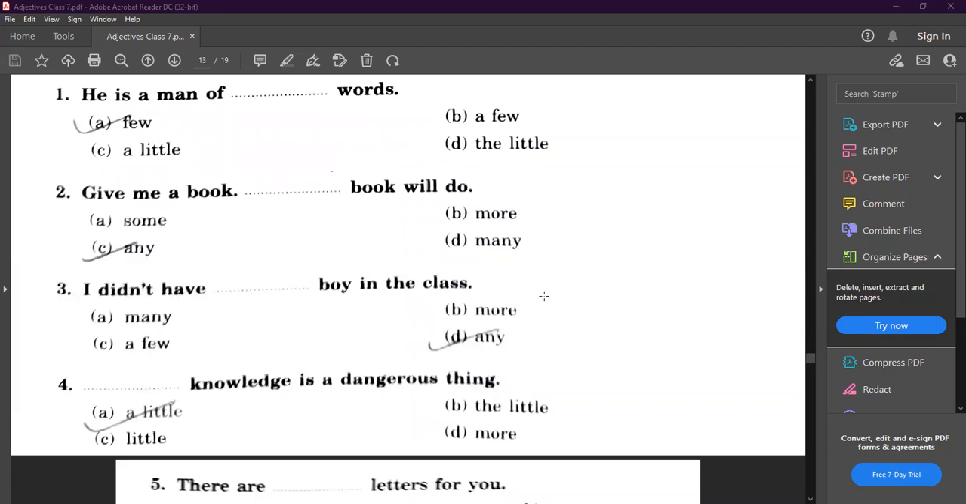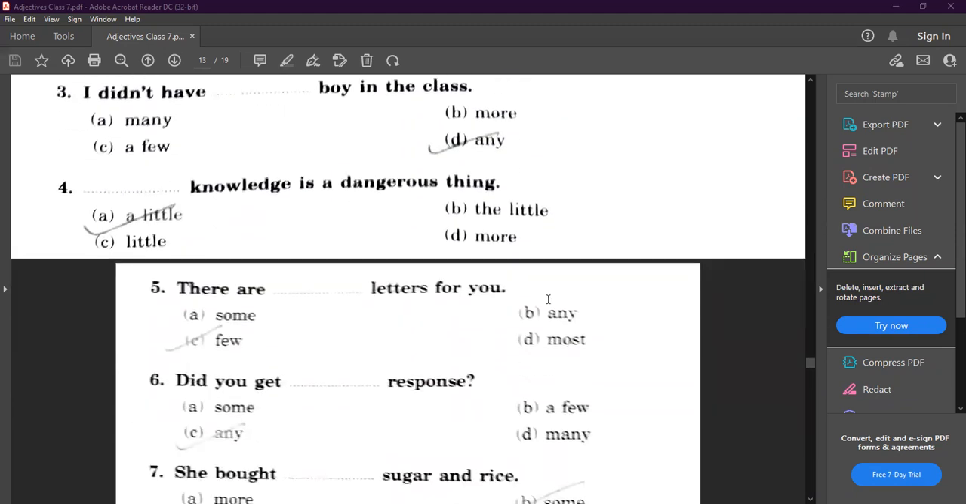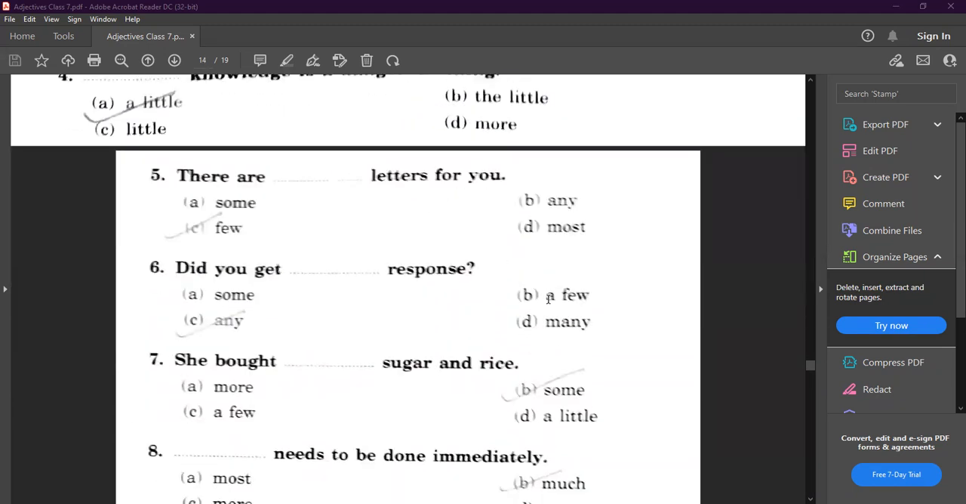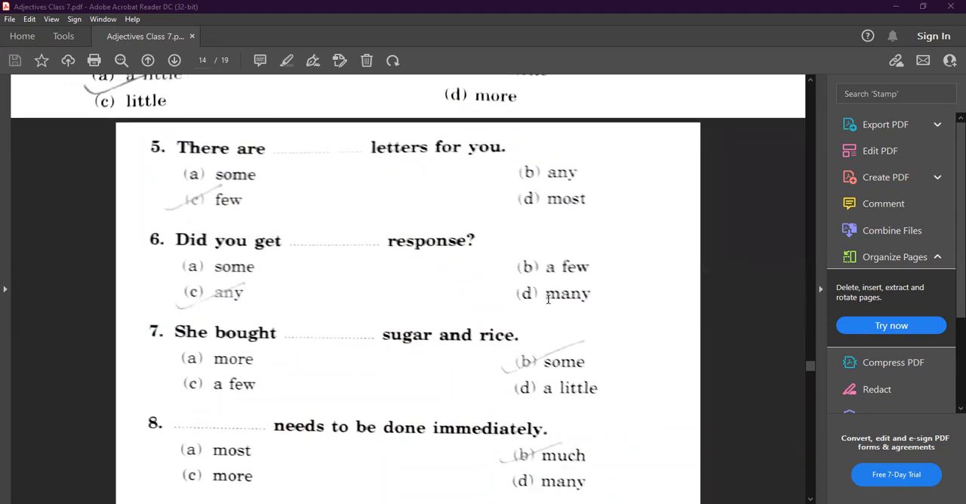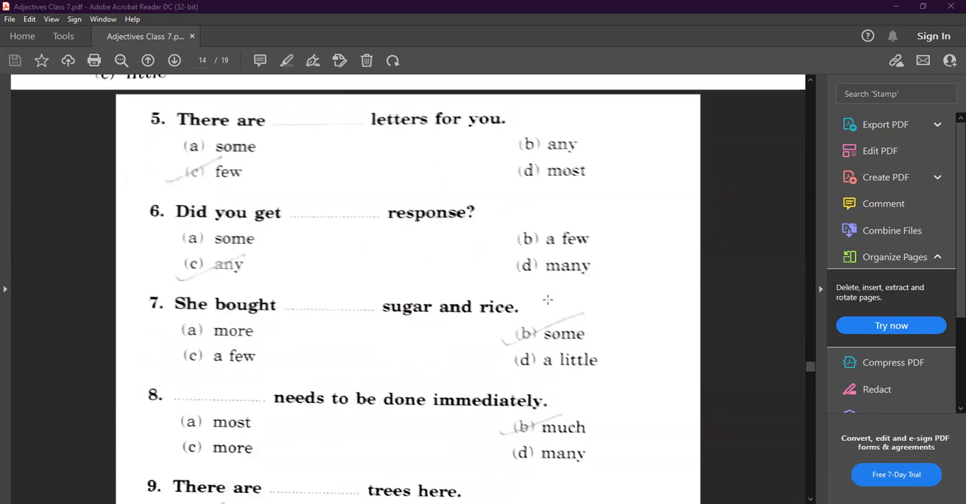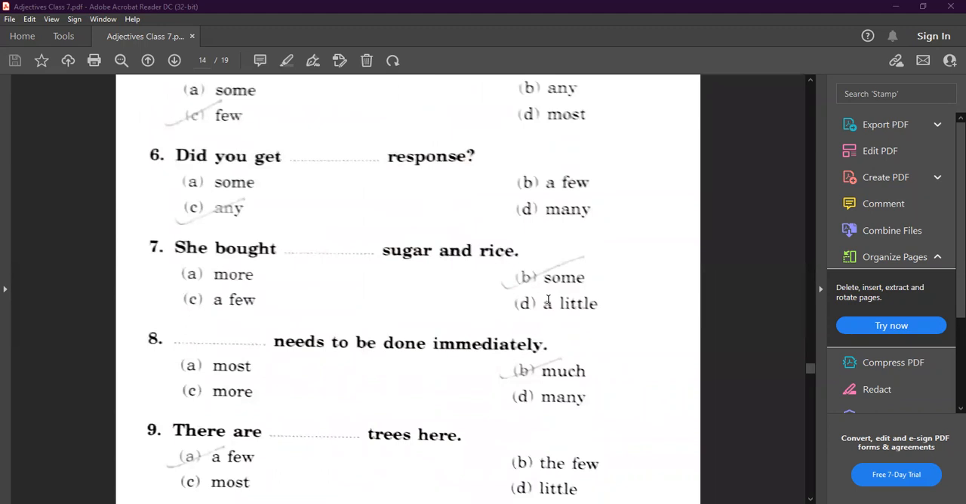A little knowledge is a dangerous thing. There are few letters for you. Did you get any response? She bought some sugar and rice. Dash needs to be done immediately. Much needs to be done immediately. There are a few trees here.